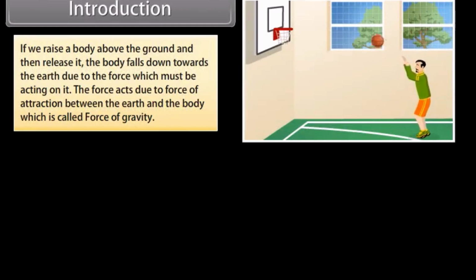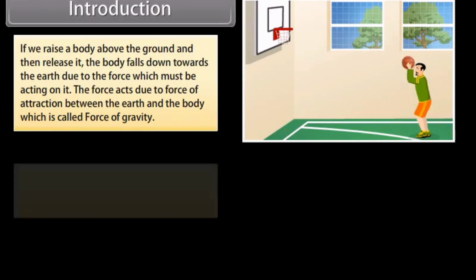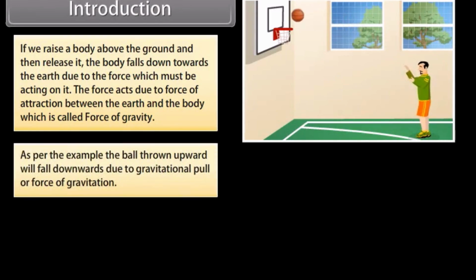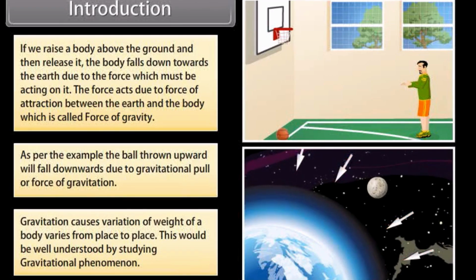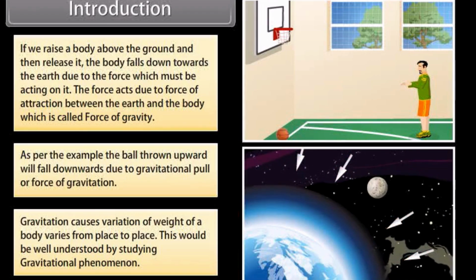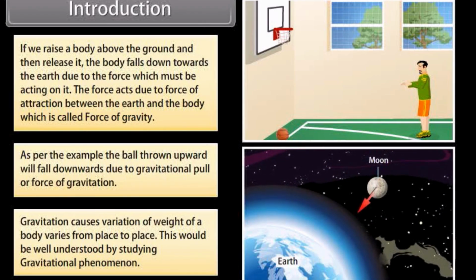Introduction. If we raise a body above the ground and then release it, the body falls down towards the earth due to the force which must be acting on it. The force acts due to force of attraction between the earth and the body, which is called force of gravity. As per the example, the ball thrown upward will fall downwards due to gravitational pull or force of gravitation. Gravitation causes the weight of a body to vary from place to place. This would be well understood by studying gravitational phenomenon.